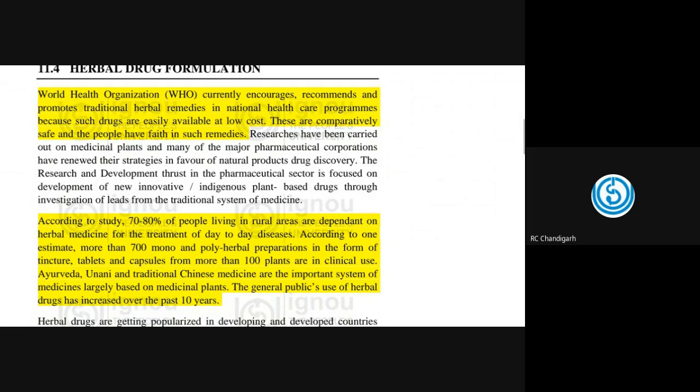So there are around 700 drugs from 100 plants which are used clinically in various areas of the world. Ayurveda, Unani, and traditional Chinese medicine are the important systems of medicine largely based on medicinal plants. The general public's use of herbal drugs has increased over the past 10 years.